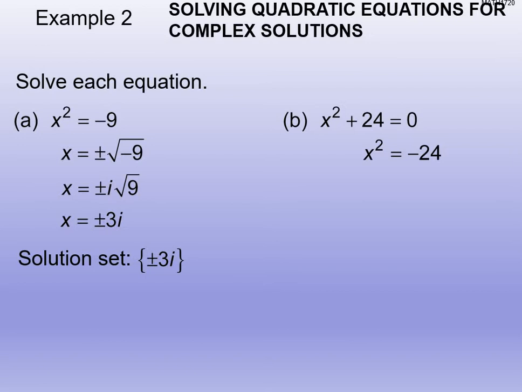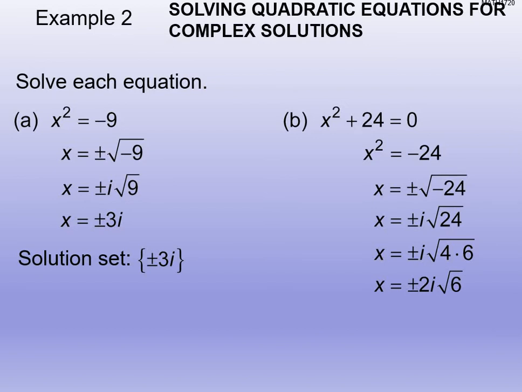So when we do that, you're going to get x equals plus or minus the square root of negative 24. And we're able to rewrite the square root of negative 24 as the square root of negative 1 times the square root of 24. That square root of negative 1 translates into an i. And then 24 does have a perfect square involved as a multiple. So we need to break that down into 4 times 6. Then that becomes i times the square root of 4 times the square root of 6. Square root of 4 is 2. So we end up with plus or minus 2i square root of 6.